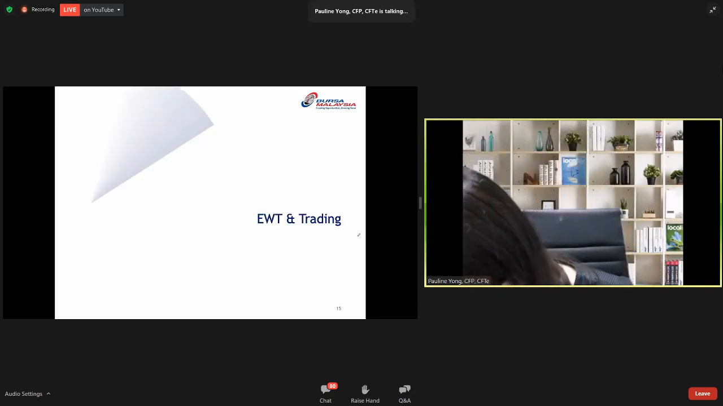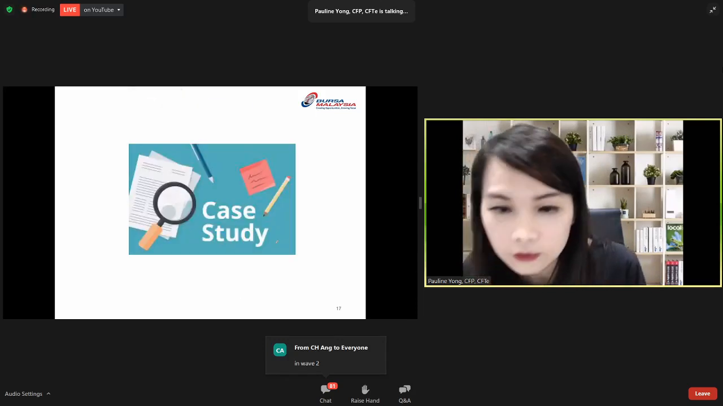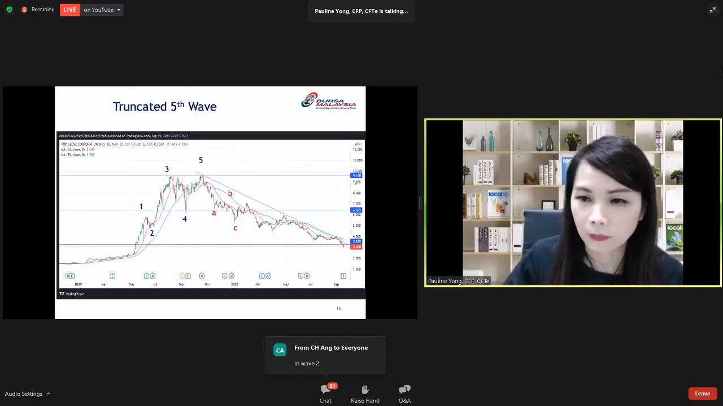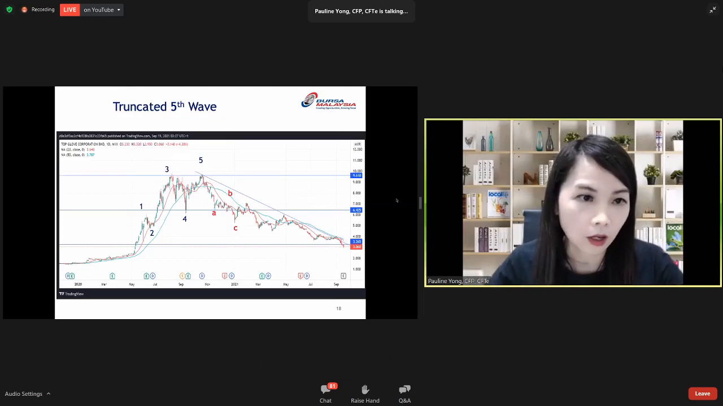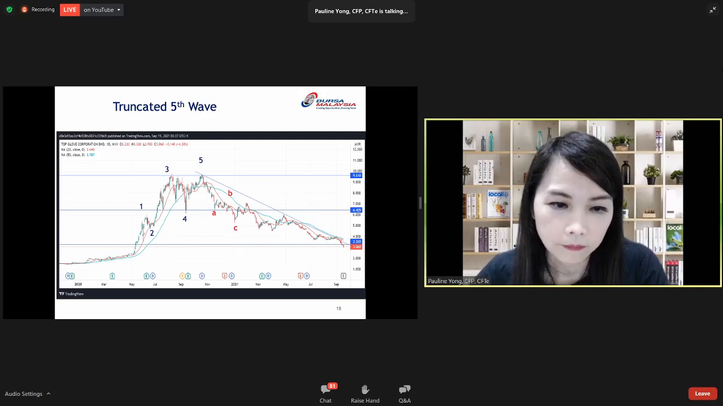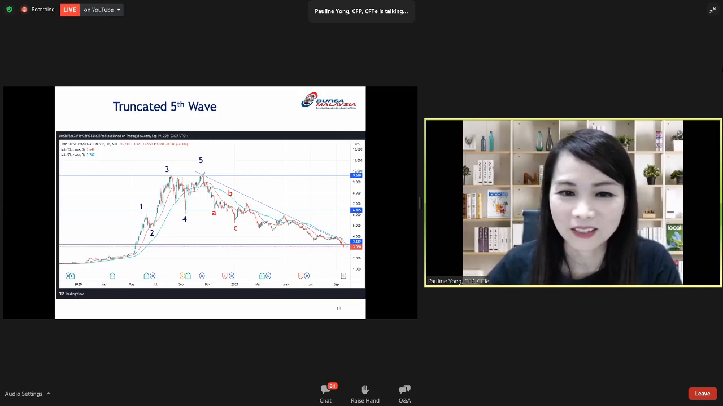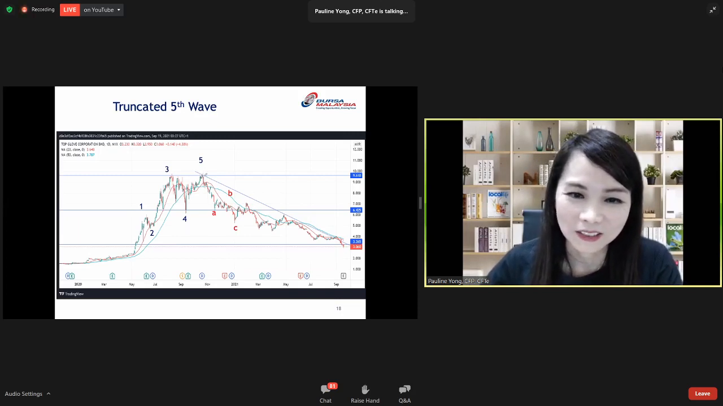Later we will look into the individual one. Let's take a look at the case study here, whereby I will show you Top Glove. If you can see this Top Glove, we are looking at 1 is here, 2, and then 3, and then 4. And when people are looking at wave number 5, then too bad. You see that there's a truncation here, so we call it the truncated fifth wave.